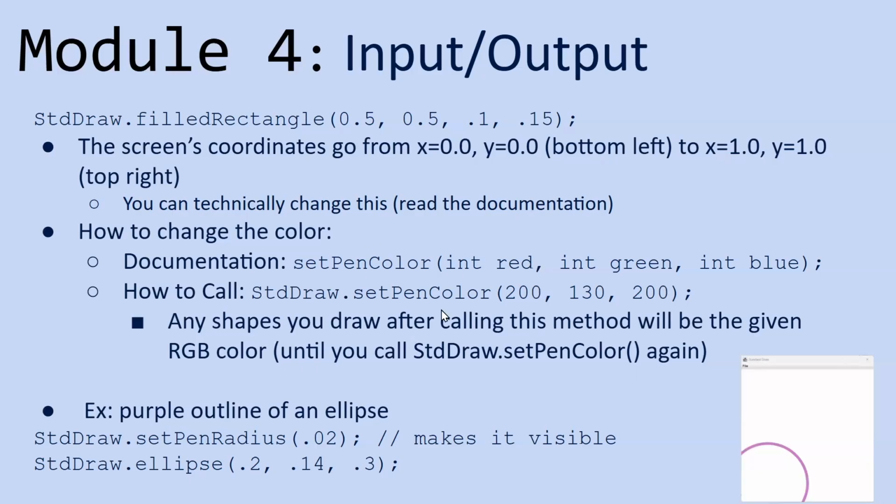And then next, so that's 200. Then second, an int that represents the green RGB value. And then third, an int that represents the blue RGB value.